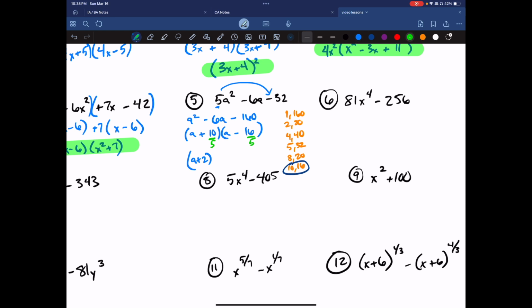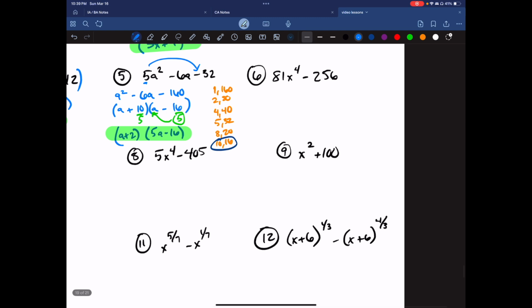If it did reduce and still didn't get rid of the denominator, you would treat it the same way. Like if this was 10 over 6 and it reduced to 5 over 3, well, it reduced, but I still have a denominator. So if I still have a denominator after I reduce, then I'm going to take that denominator and kick it in front of the a. And so this is going to be 5a minus 16. This is the factored form of number 5.